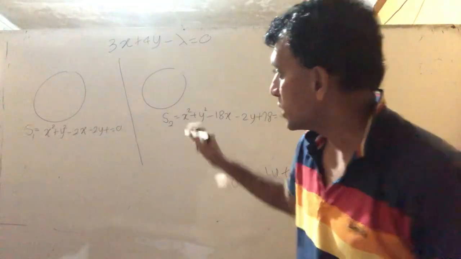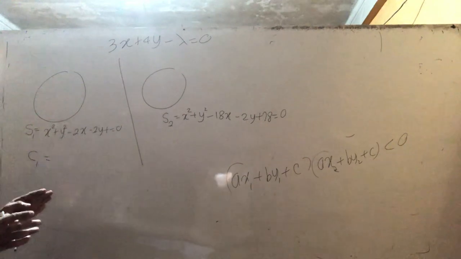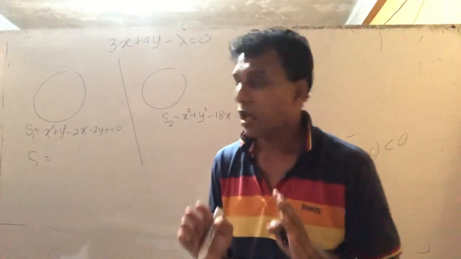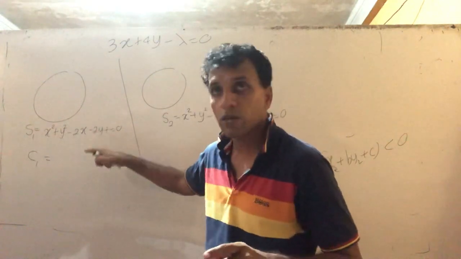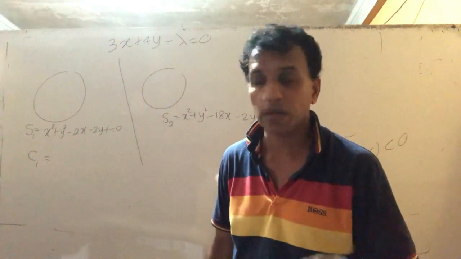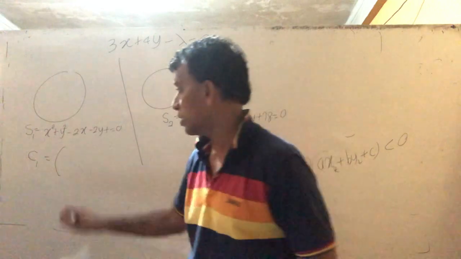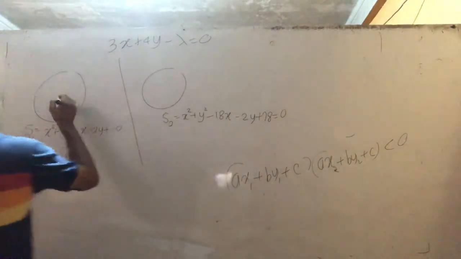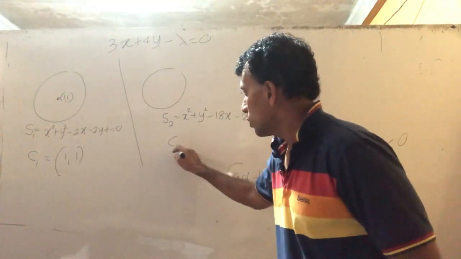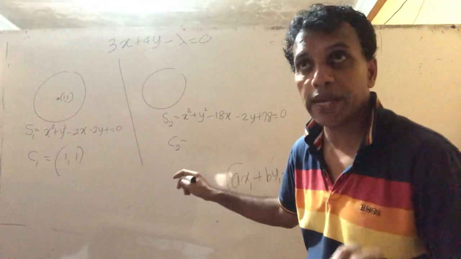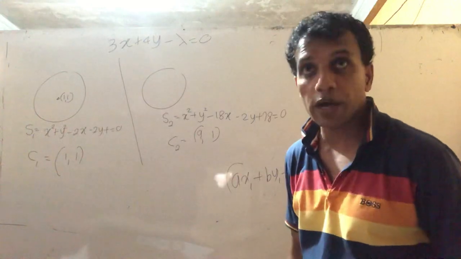What are the coordinates here? The center coordinates of this circle, if I say center C1: how do you write the center of a circle if the equation is given? Divide the x coefficient by 2 and change the sign, divide the y coefficient by 2 and change the sign. Here the x coefficient is minus 2, divided by 2 gives minus 1, change the sign, 1. Same here, 1. So this center is (1, 1). For C2, divide 18 by 2 to get 9, change the sign, plus 9, and here plus 1, so (9, 1).